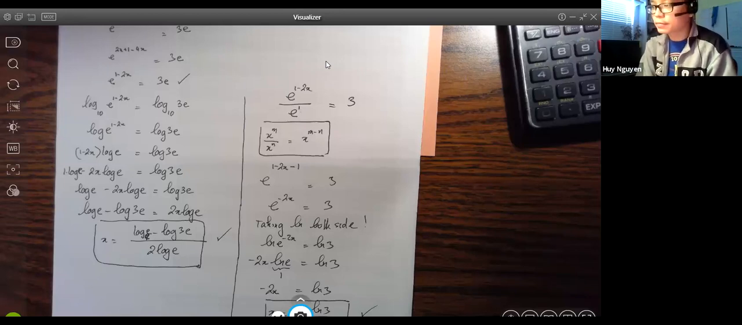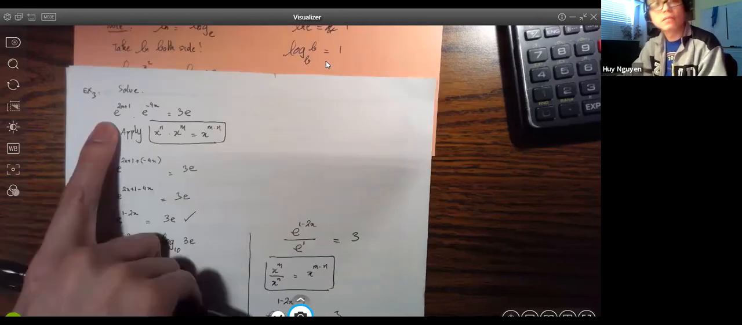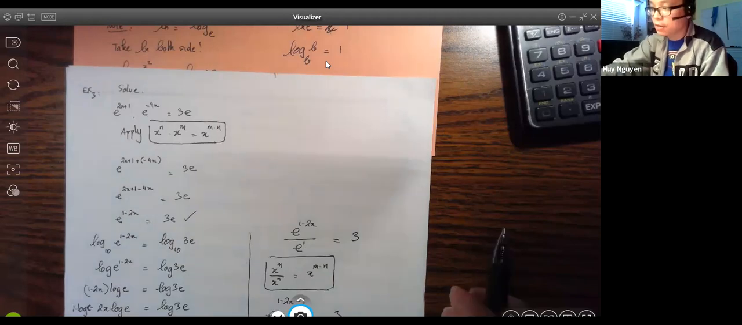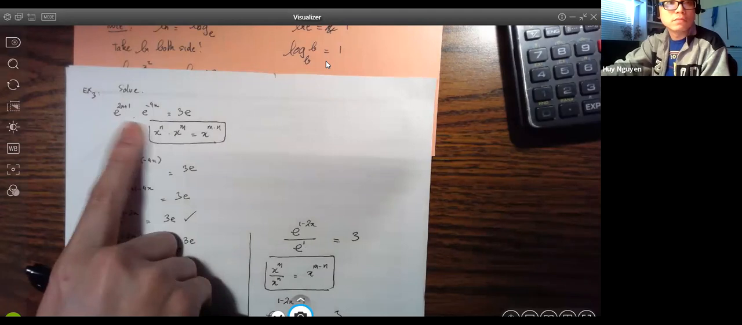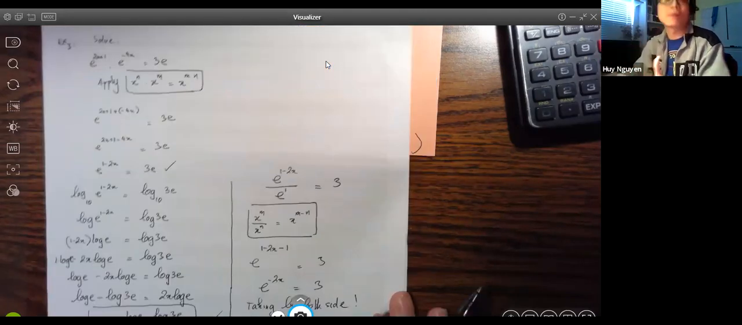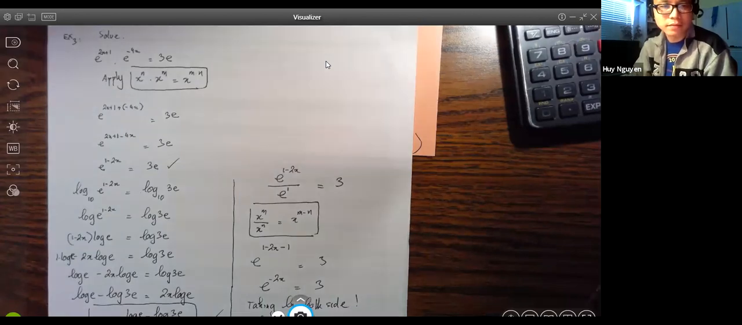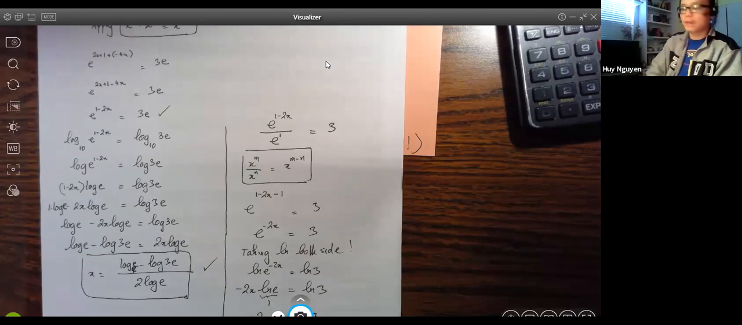Okay. I mean, there's another approach. I can take log from here. I can even take log from the original question. But I mean, it's going to take a lot of time. It's going to be more complicated. Okay, so we have to simplify a little bit. Any questions?